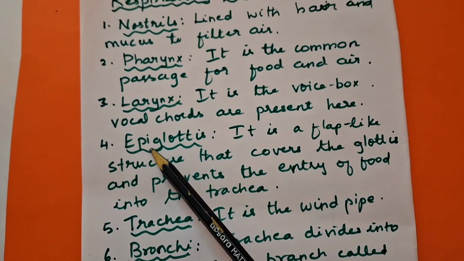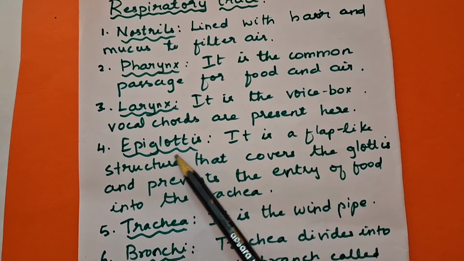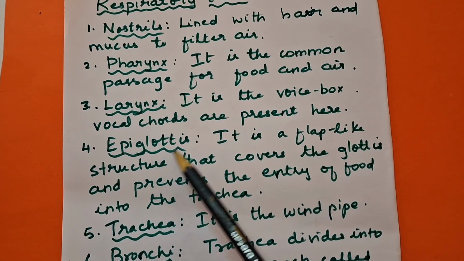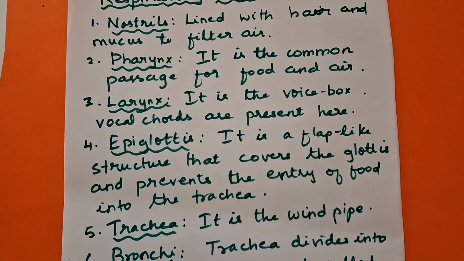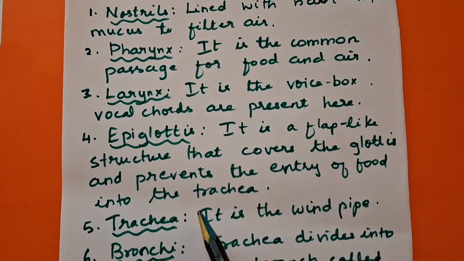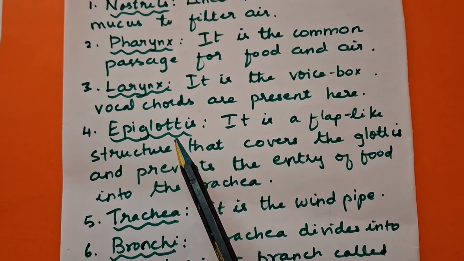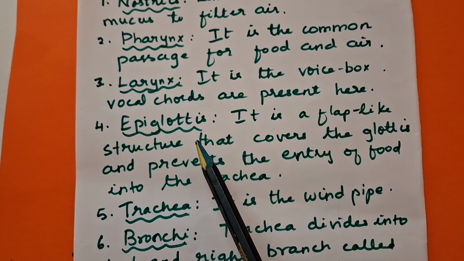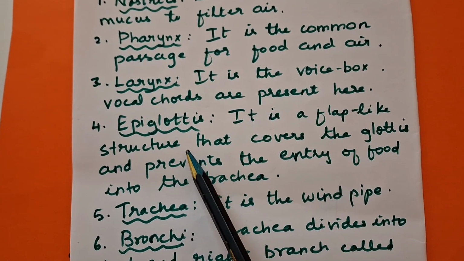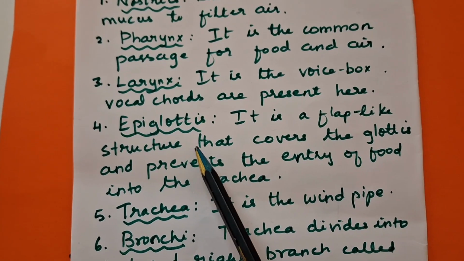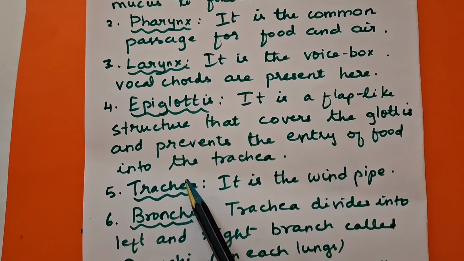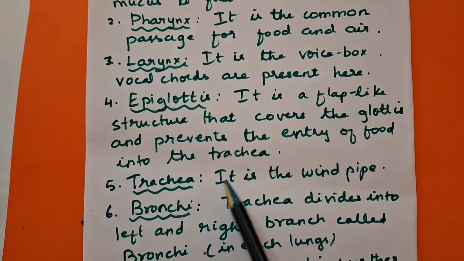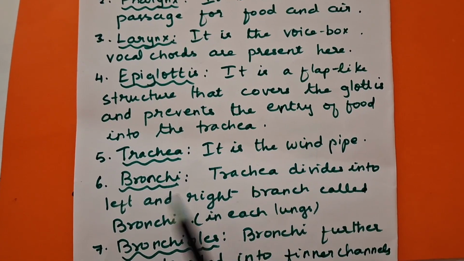Next you find the epiglottis. It is a flap-like structure that covers the glottis, that is, it prevents the entry of food into the trachea. That is the main work of the epiglottis. Suppose while you are eating, food particles enter the trachea, you start to cough. Next is the trachea. This is the windpipe, or the trachea, the common word.